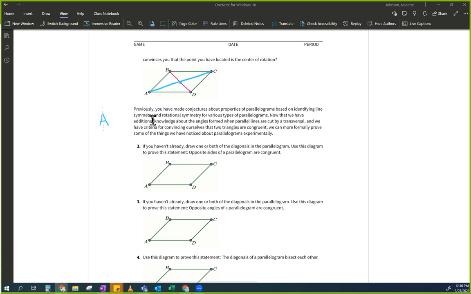Rotational symmetry looks more like the letter S. What does rotational symmetry mean? Look at my letter S. Very good, you can rotate it and it'll land on itself. If I spun it around this point, the top curve would land on the bottom curve and the bottom curve on the top curve. Does everybody see that? Good. That's what rotational symmetry is.